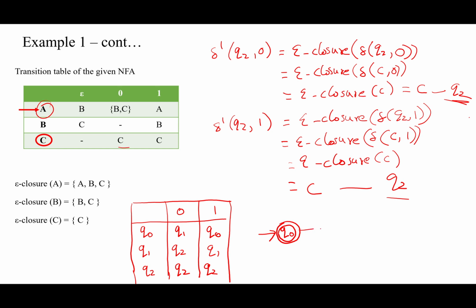From Q0 to Q1 there is a transition for the input symbol 0. From Q0 with 1, it stays in Q0 itself. Then from Q1 with 0, it is Q2. Then Q1 with 1, it is Q1. The next one, Q2 with 0, it is Q2 itself. Then Q2 with 1 is also Q2. So this is the transition diagram, and these are the steps to convert the epsilon NFA to the DFA.